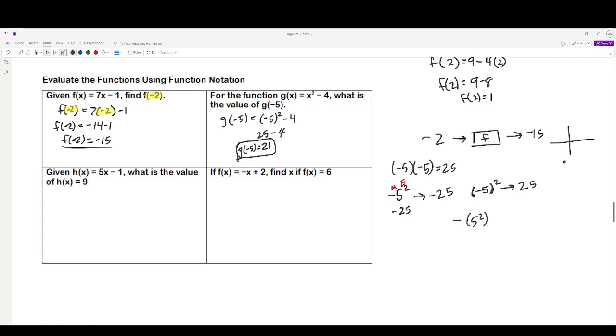because the square happens before the negative does. All right, the next one, given h of x equals 5x minus 1, what is the value of h of x equals 9? That's not written super well. I probably need to update that.